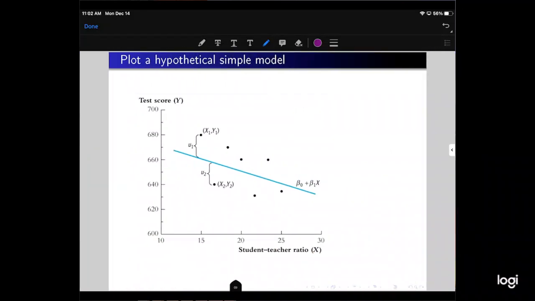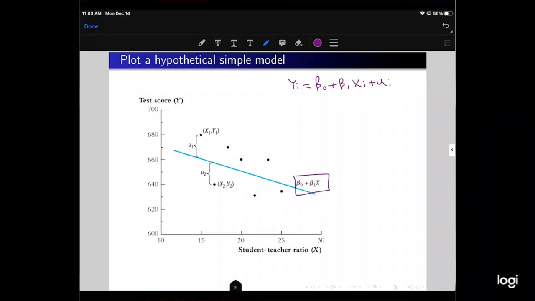Let's make this a little more concrete if we relate test scores to student-teacher ratio. So we have our regression line, yi equals beta 0 plus beta 1 xi plus ui. The regression line is defined by this here, beta 0 plus beta 1x. So that's defining the blue line.